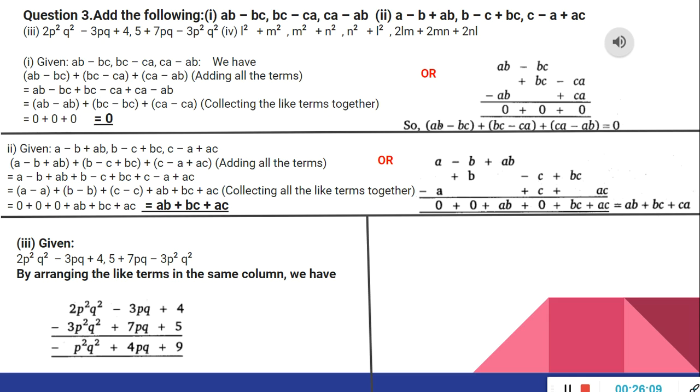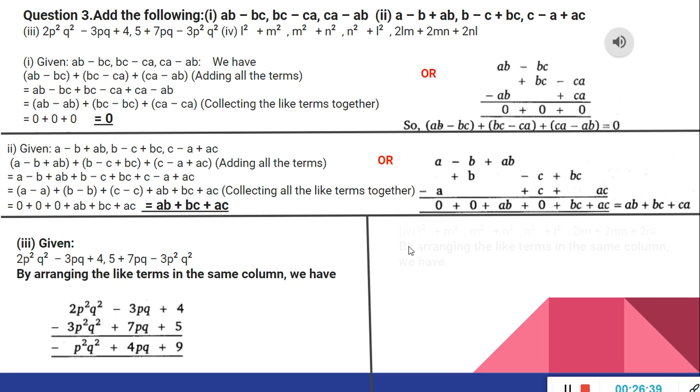Now columnly we can add 4 plus 5, that is 9. Minus 3pq plus 7pq. Minus 3 plus 7. Positive integer is greater, so 7 minus 3, 4. Sign positive, so plus 4pq. 2 minus 3, 2 minus 3 is minus 1. So minus p square q square. So the answer is minus p square q square plus 4pq plus 9.